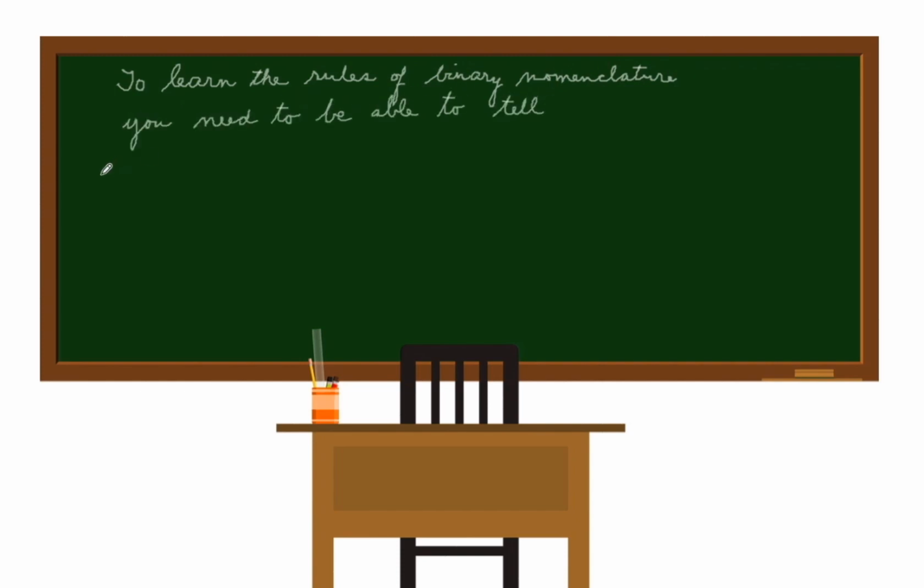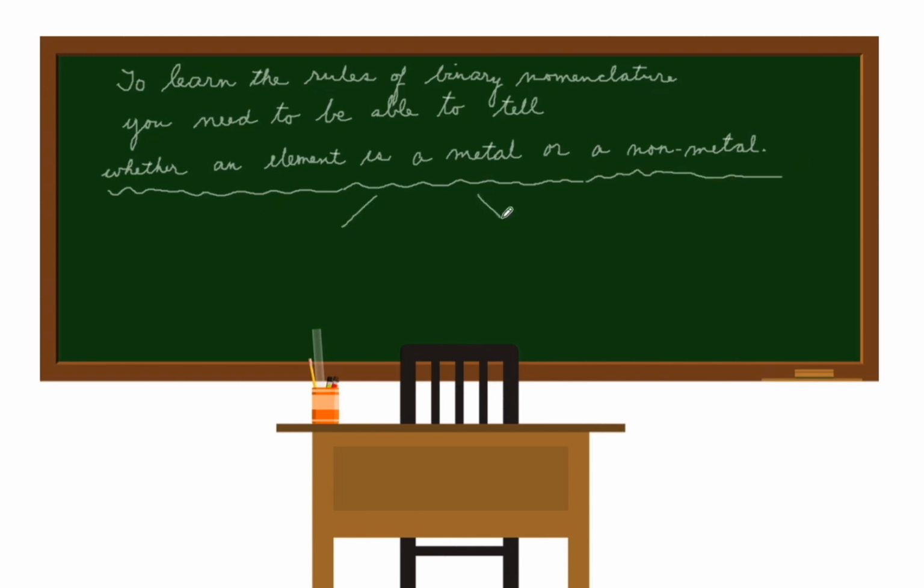Let's take another look at our learning objectives to see where we stand. Just remind yourself that in order to learn the rules of binary nomenclature, you need to be able to tell whether an element is a metal or a nonmetal. You have learned how to do this in two ways: one, from the name of the element, and two, from the periodic table.